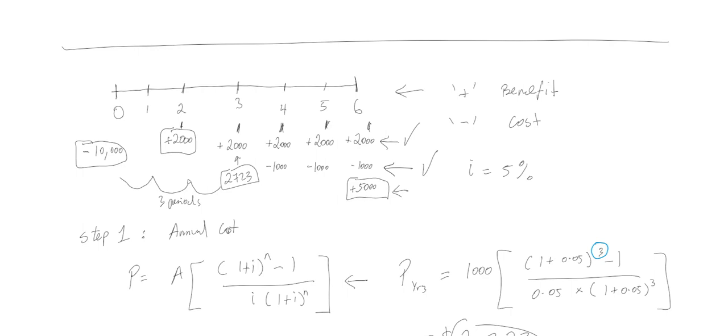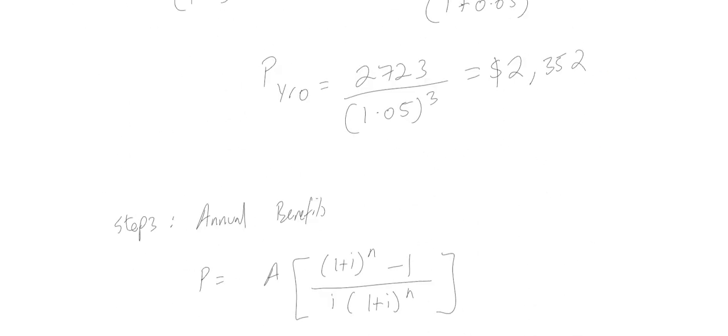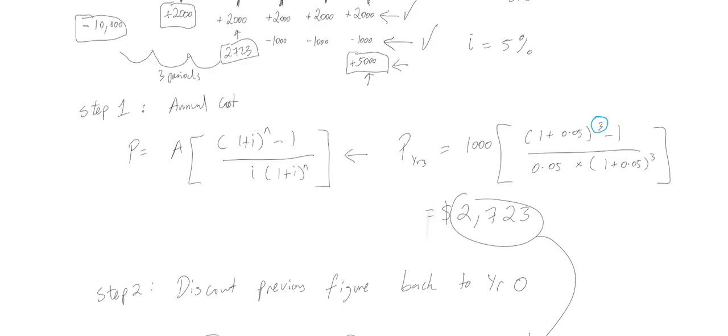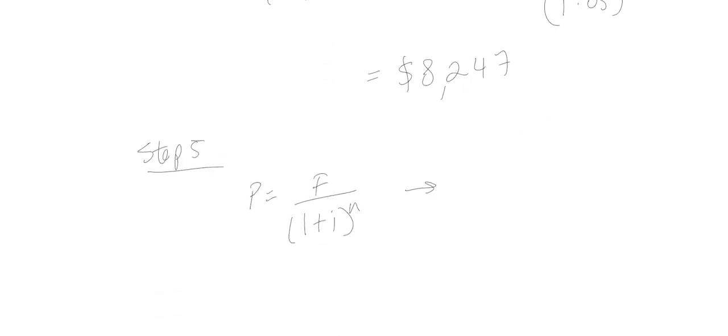So we got $5,000, but we need to discount that back to year period 0. Now, remember, this is not an annual cost. It's just a single benefit that we get at year period 6. So the equation that I need for that is P is equal to F over (1 plus i) to the power of n. The F is going to be the value at the end, so that's 5,000 divided by 1.05.